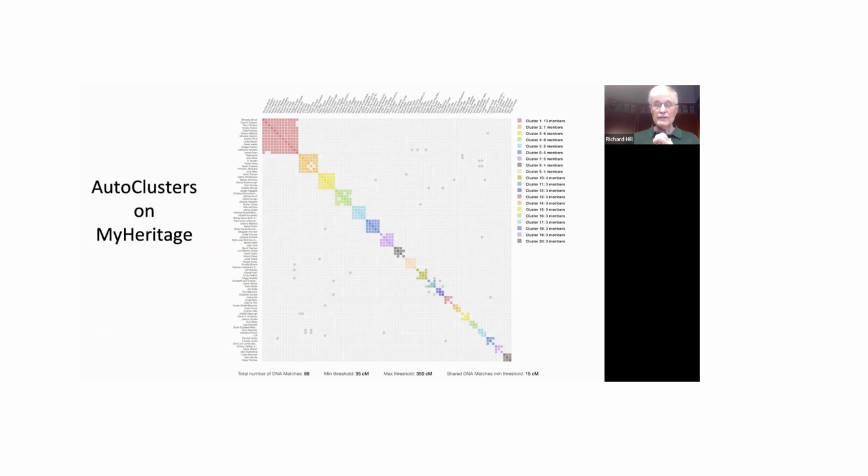The same list of your match names appears at the left and on top. The filled-in squares indicate people who match each other as well as you. So people in each cluster are likely to all descend from a common ancestor. And the clusters are arranged by size, beginning with the upper left corner.